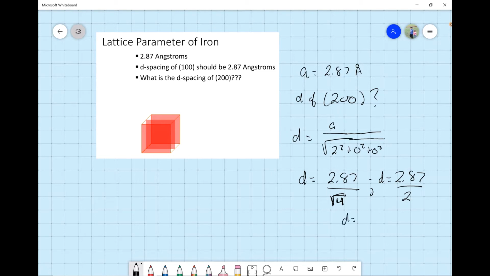d equals 1.435 angstroms. If we care about significant figures, we can round to 1.4 angstroms.